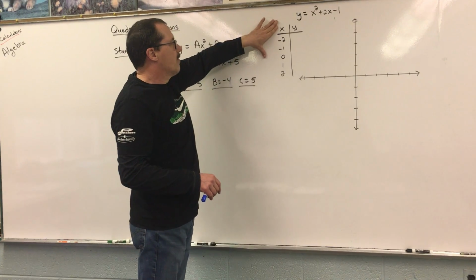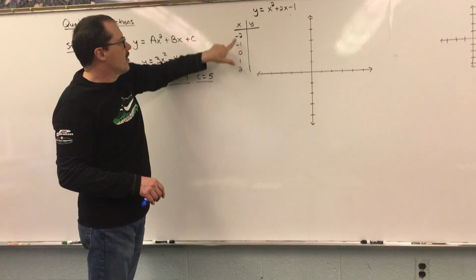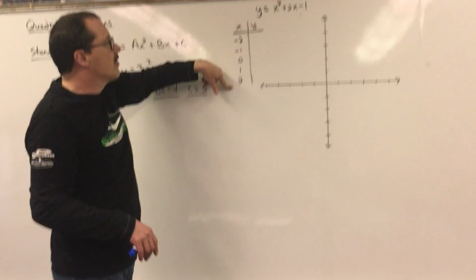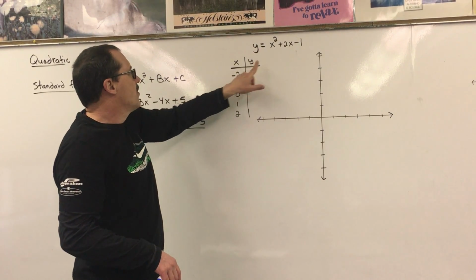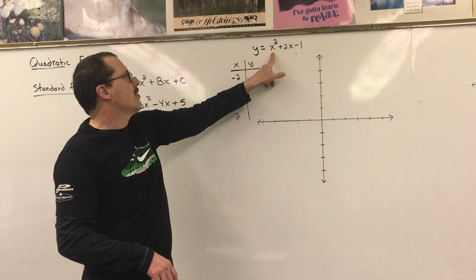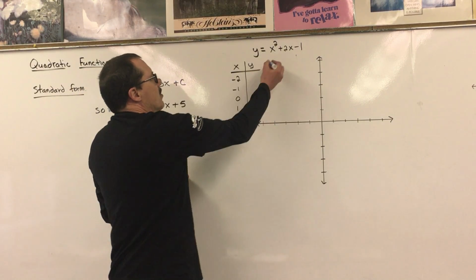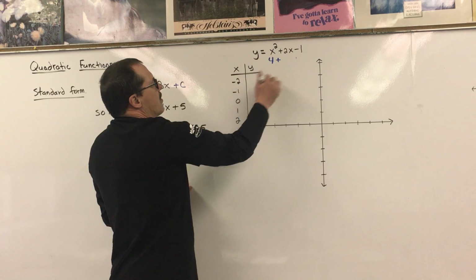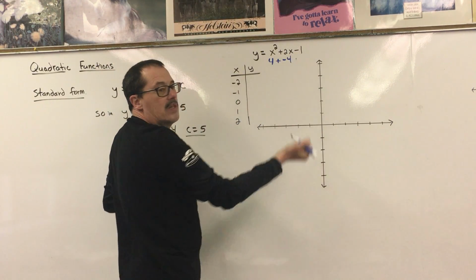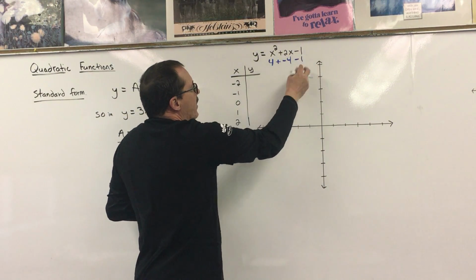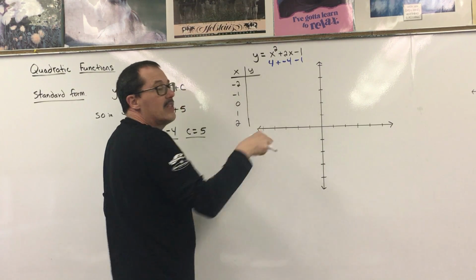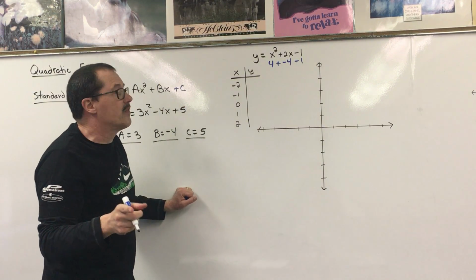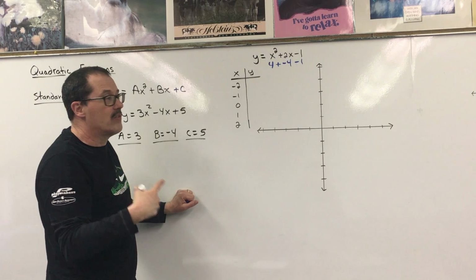All right, so let's go ahead and find out what the y value is going to be for each of these 5 different x values. If we take negative 2 and put it here, I would do negative 2 times negative 2, which is 4. Then I would add 2 times negative 2, which is negative 4, and then you'd have to do the minus 1. Now you can do this in your head, but you have to be very careful because a lot of people make mistakes when they do this part.